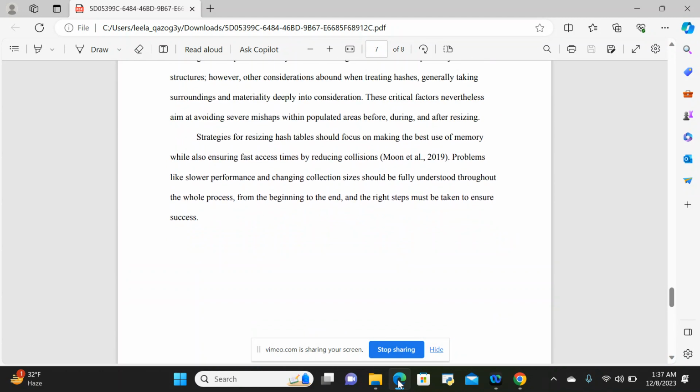Strategies for resizing a hash table should focus on making the best use of memory while also ensuring fast access time by reducing collision problems. Performance and changing table size should be fully understood throughout the process, from beginning to end. Then the right steps must be taken to ensure success.